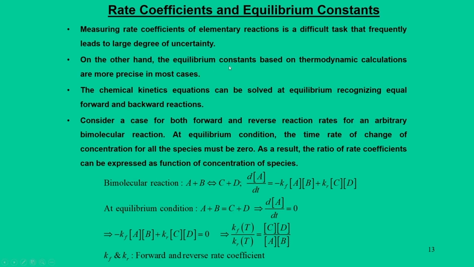So, people used to find the equilibrium constant, like we did to determine whether the mixture is lean or rich, because they are thermodynamic estimates and more precise in many cases, because it is very easy to measure the concentration of species or molar mass or actual mass of the species. By knowing this, we try to correlate if there is a link between the equilibrium constant and rate coefficient. By doing so, we find there is a definite link, and we will take that as an advantage to correlate these two parameters. That is the essential feature of chemical kinetics. And these chemical kinetics equations can be solved at equilibrium, recognizing equal forward and backward reactions.